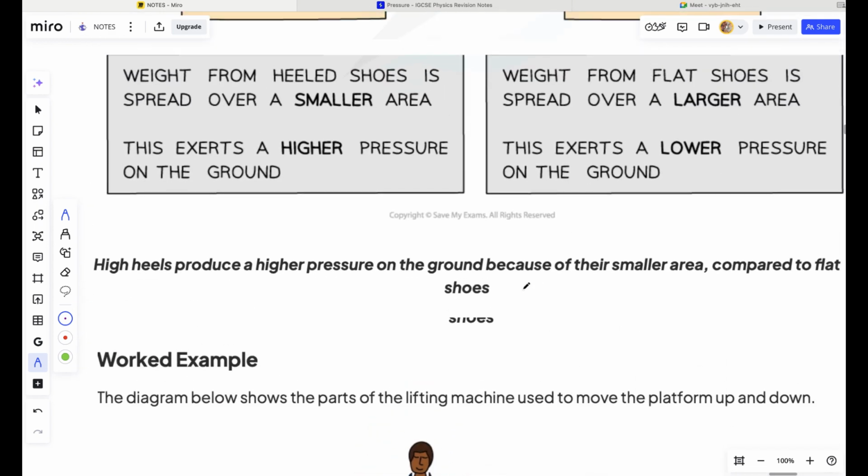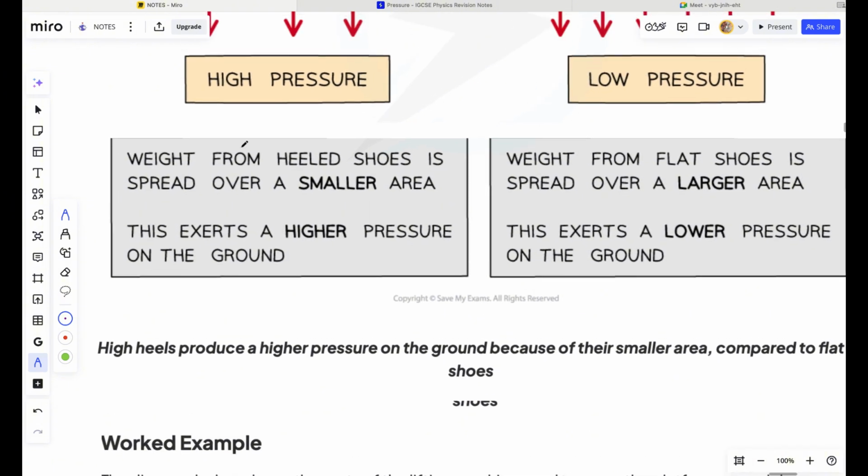So now we move on. The weight from the heel shoe is spread over a smaller area, so you have a higher pressure. And the weight of the sneaker shoe is spread over a larger surface area. Therefore, the pressure will be low, because they are inversely proportional. Pressure is inversely proportional to area. Since they are inversely proportional, the bigger the pressure, the smaller the area, or the bigger the area, the smaller the pressure. That's just the point.